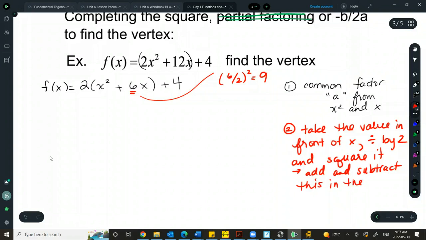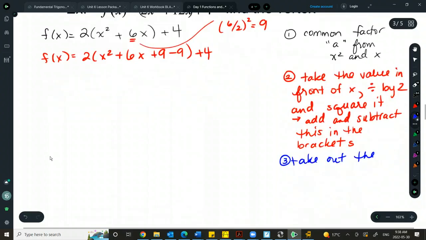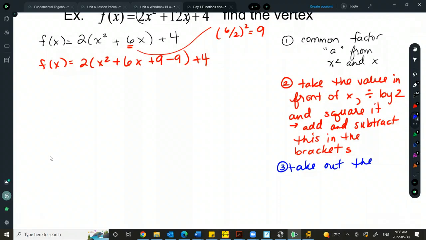You have a harder version of this on your review package because you're going to use some fractions. But this is the general process. So for step number 2, we will add and subtract 9 in the brackets. I always do the subtraction second because that's the one that we're going to sort of take out of the brackets in the next step. So take out the last term in the brackets, the negative one.